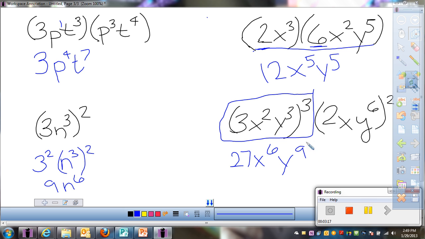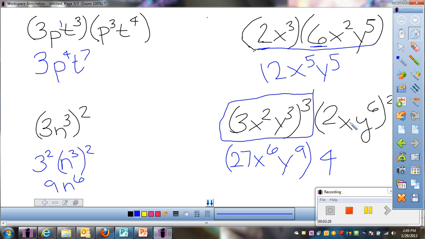Now let's just leave that term alone, and let's make sure that we take care of the power on the other term. So you have 2 squared. You have to make sure you take that constant squared too. That becomes 4. Then you have x to the first squared. So 1 times 2 is just 2. Now y to the 6th squared becomes y to the 12th because we want to multiply.